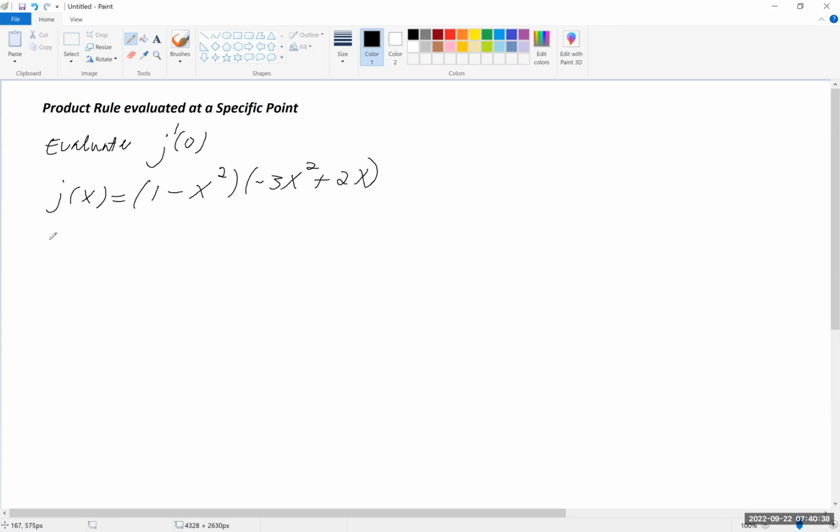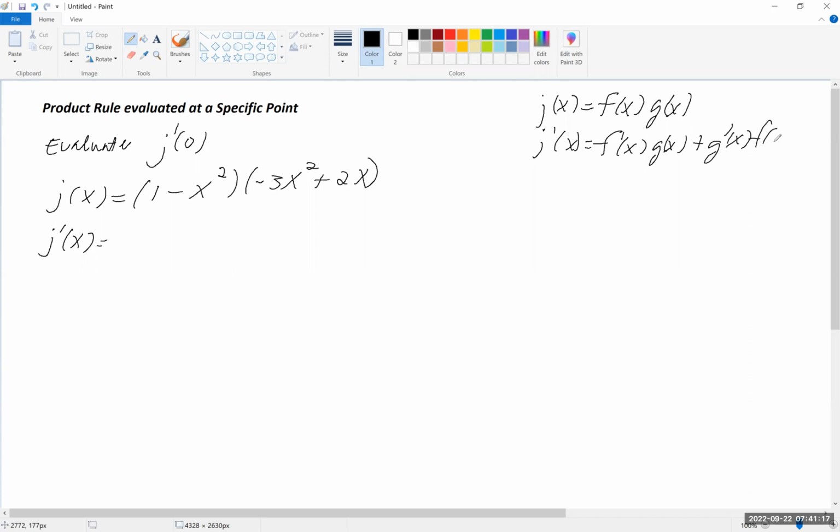And it's product rule, so it's again the rule itself, which we should write down. It states that if j is f of x times g of x, then j prime is given by f prime of x, g of x, plus g prime of x, f of x.